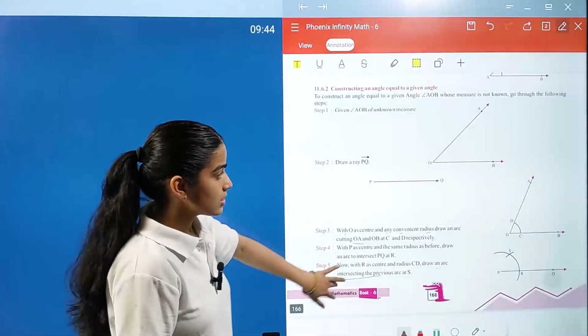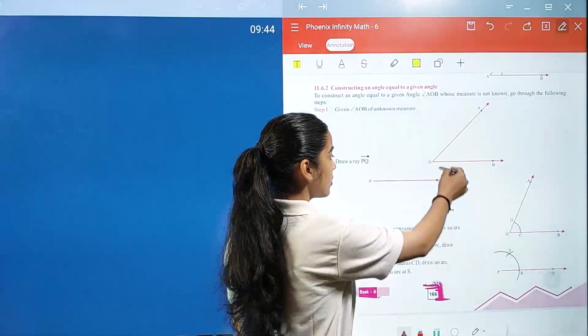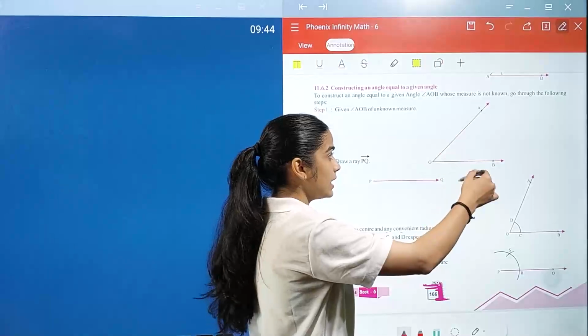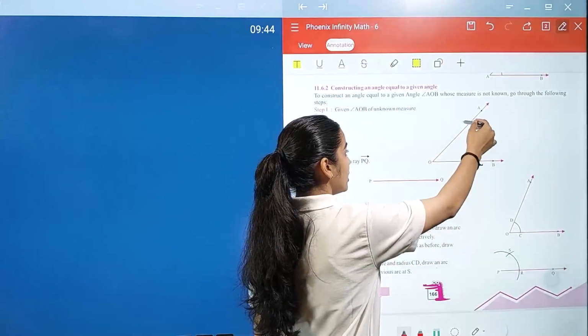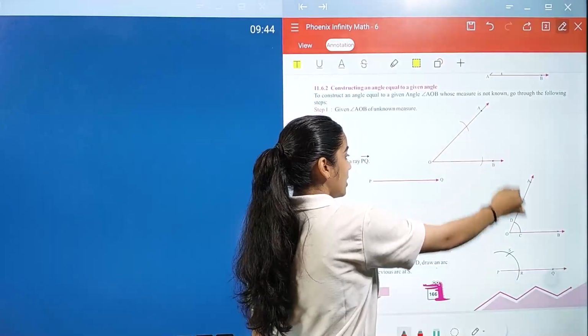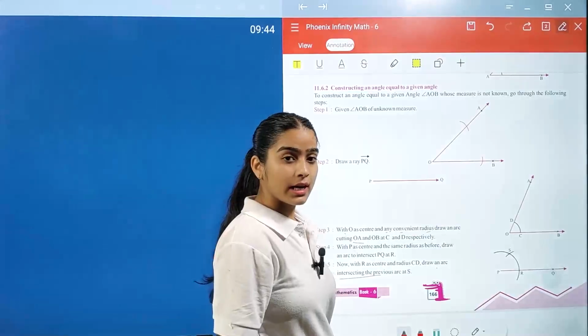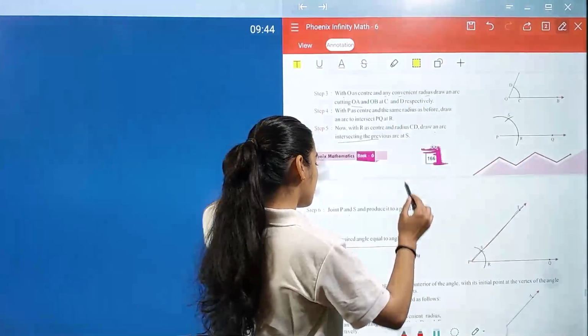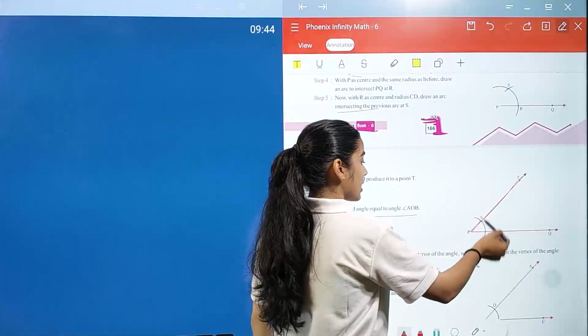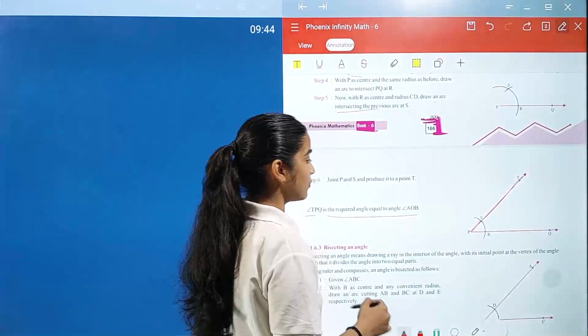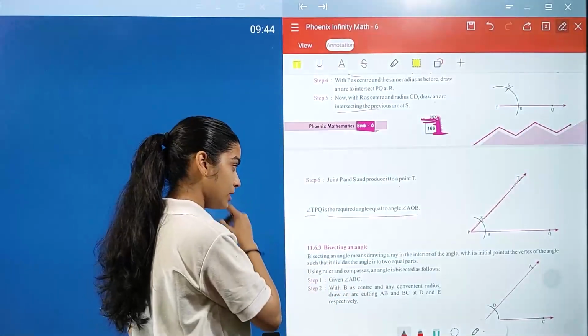So in this case, you have this given angle. You have to take O as a center and take any random measurement to cut OA and OB. Take the same measurement for a random line segment and mark it like this, and again you have to cross it, and then you have to connect your P and T together.